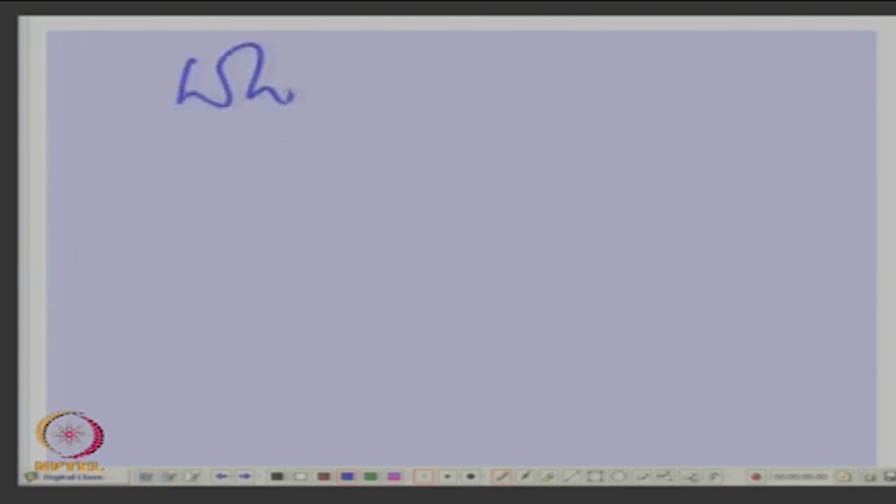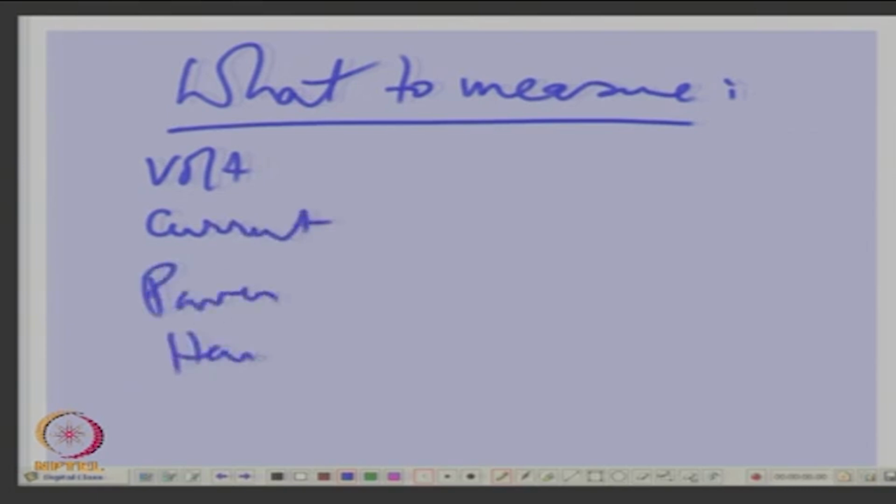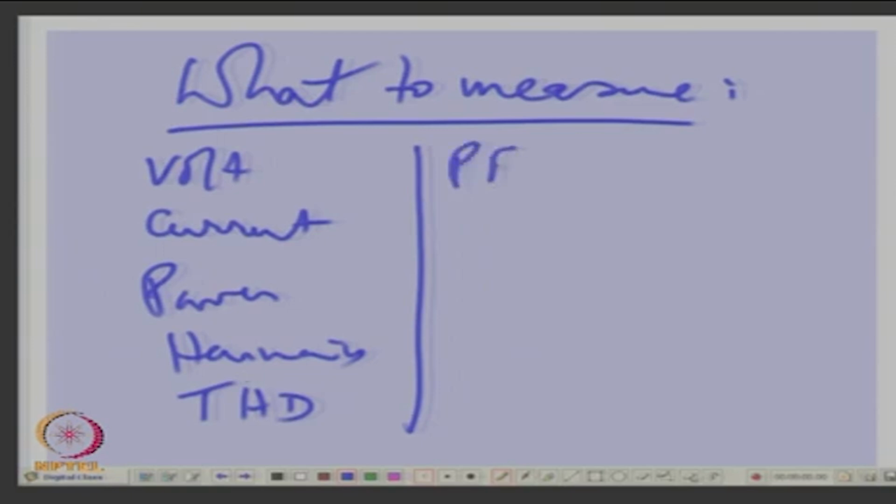What do you want to measure? What are you interested in measuring? Voltage, current, power, harmonics, THD. Electrical quantities, power factor, VAR may be derived quantities. You need all these things to be measured.